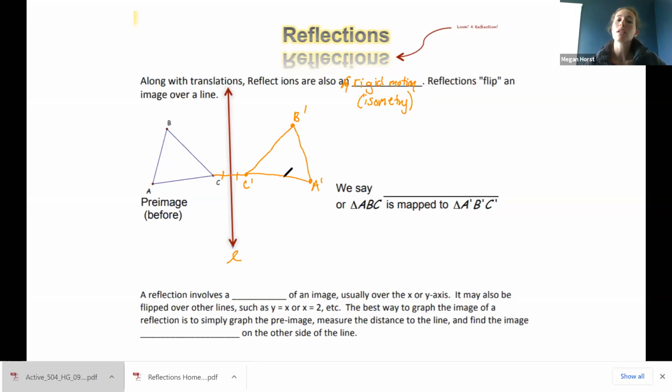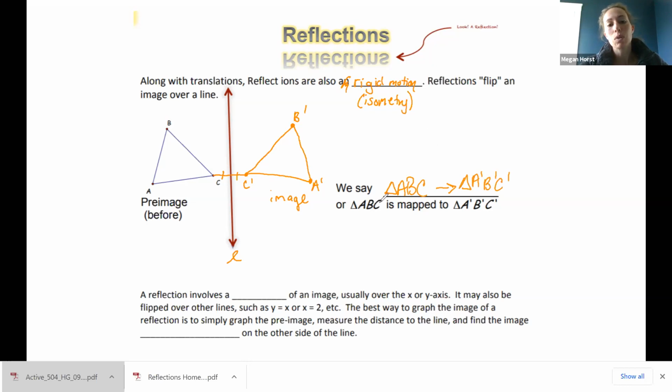And notice a couple of things about reflections. If we were to read these points going in clockwise order, we would have point A, B, C. But when we read them for our image, we have C prime, B prime, A prime. So everything's been reversed. It's been flipped. But what we can say is that triangle ABC is mapped to, that's what this arrow implies, triangle A prime, B prime, C prime.